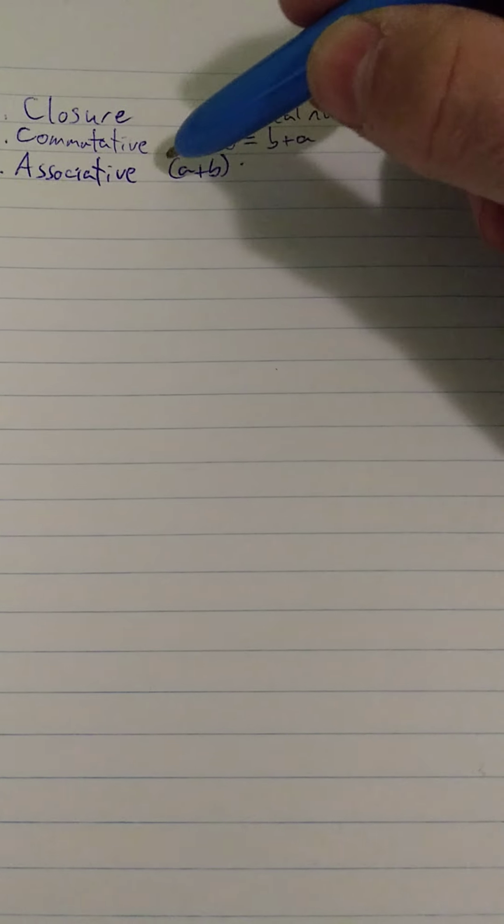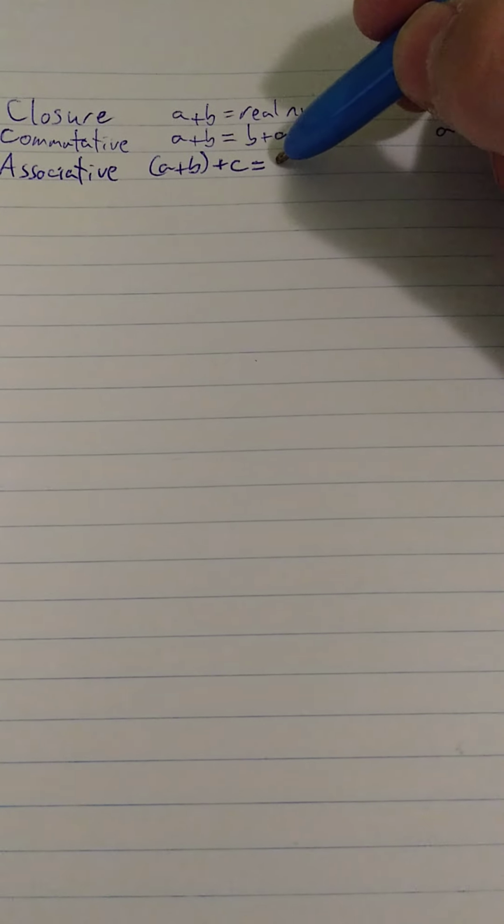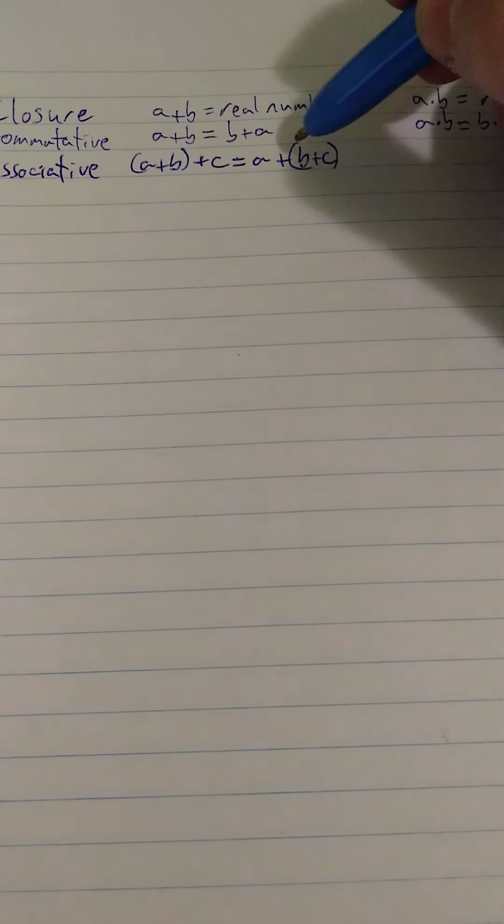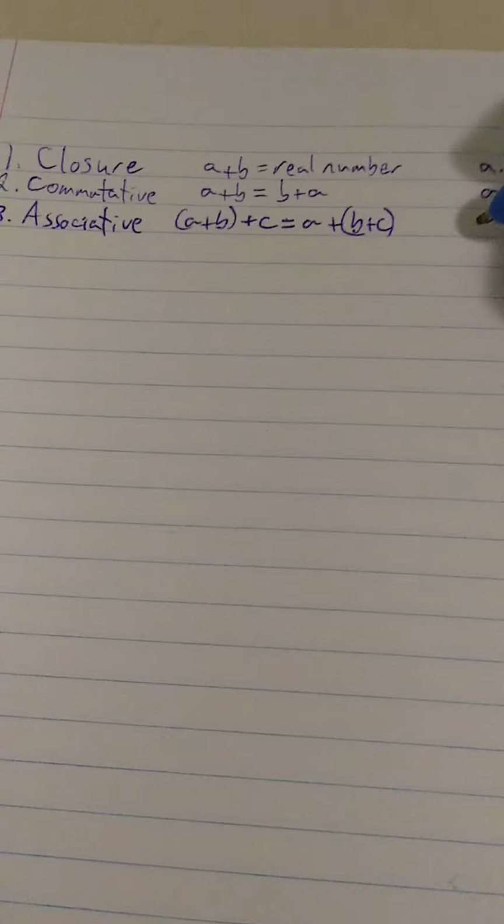So property number 3 is called the associative property. Associative. And this is where you can add three numbers together, and it won't matter what order you add them in, because it will be the same result. So you can have a plus b, and then add those first, which is what's meant by the brackets. And then you add c. You'll get the same answer as if you add b plus c first and then add a, the same answer. That's what's meant by associative.